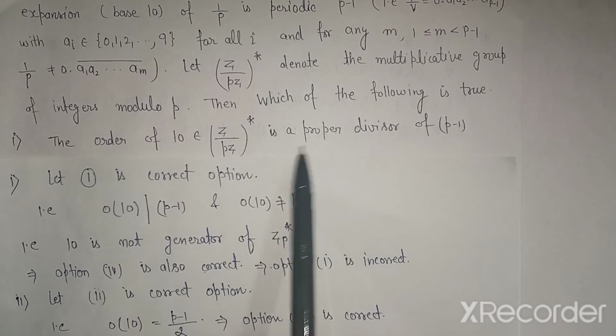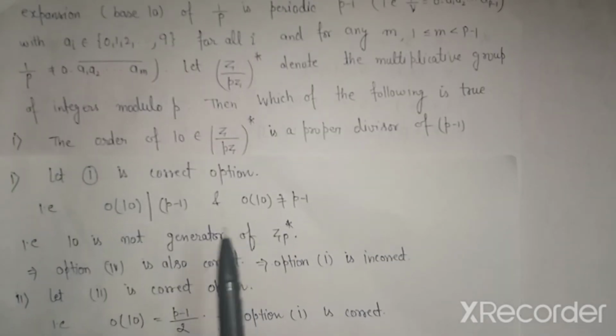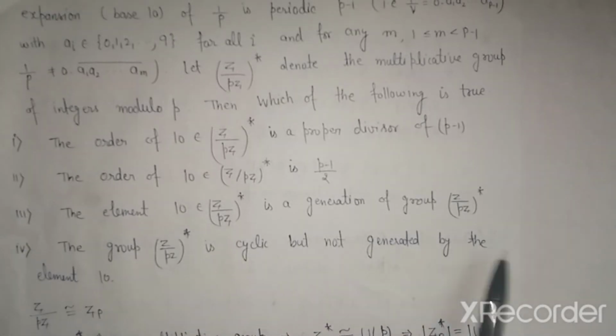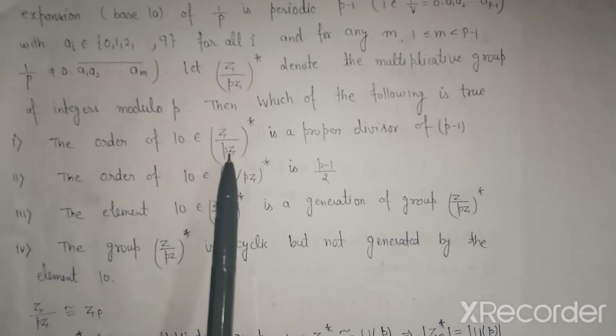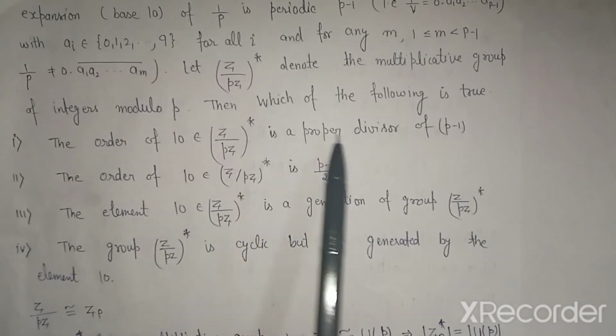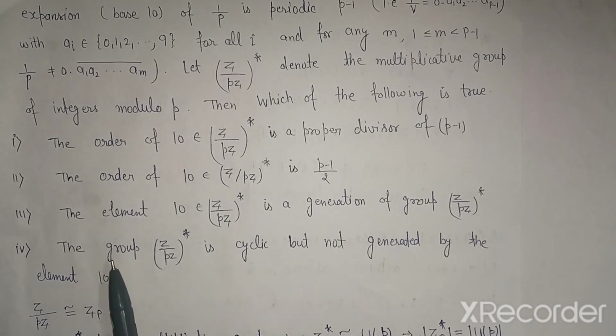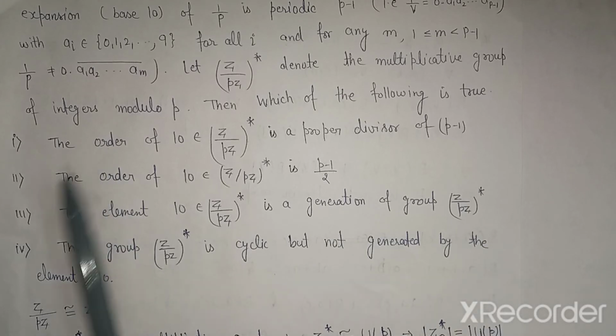If the first is true, then the fourth says the group Zp star is cyclic but not generated by 10. If the first is true, 10 generates a proper subgroup, so 10 is not a generator, and the fourth says the same thing, that the cyclic group is not generated by 10. So if the first is true, the fourth is automatically true.